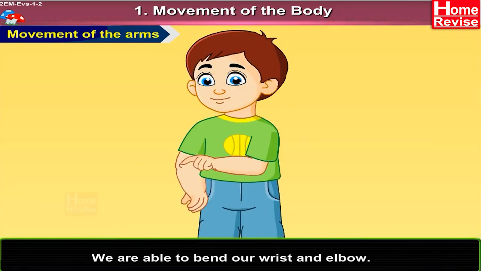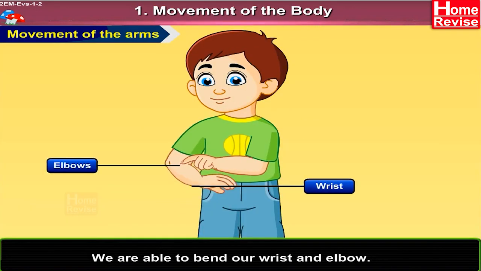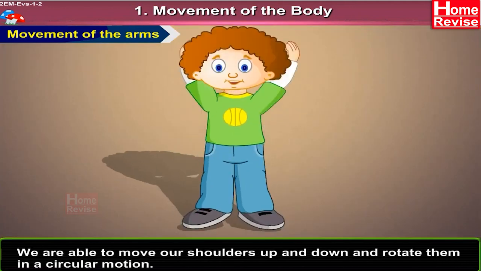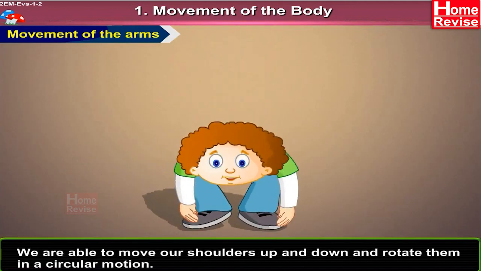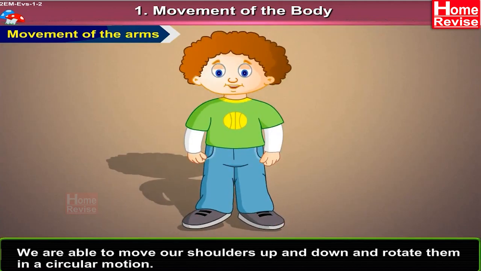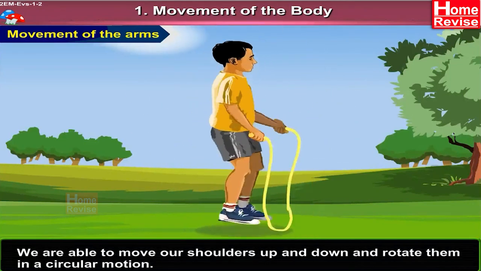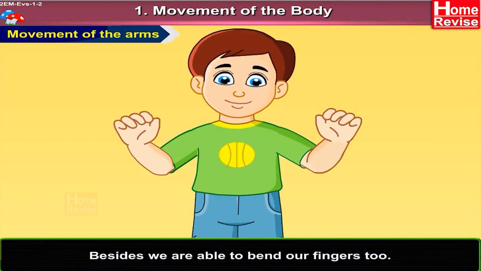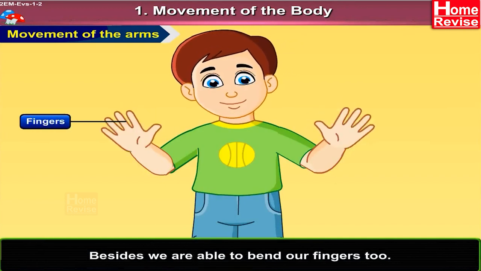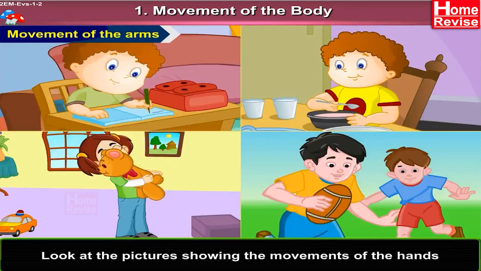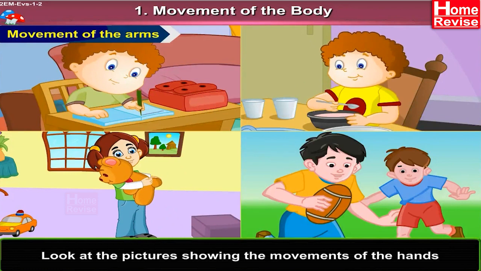We are able to bend our wrist and elbow. We are able to move our shoulders up and down and rotate them in a circular motion. Besides, we are able to bend our fingers too. Look at the pictures showing the movements of the hands.